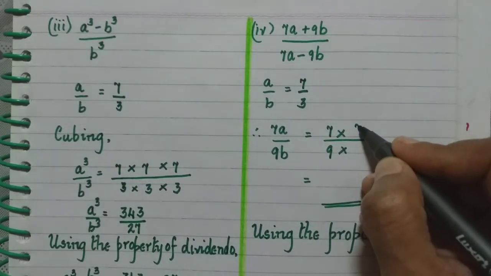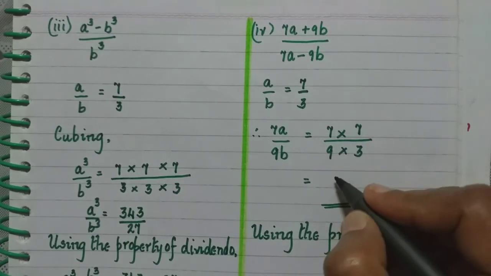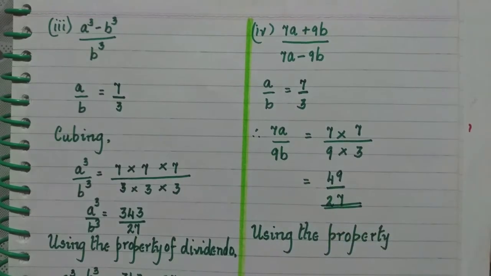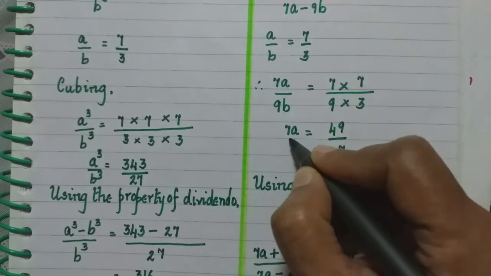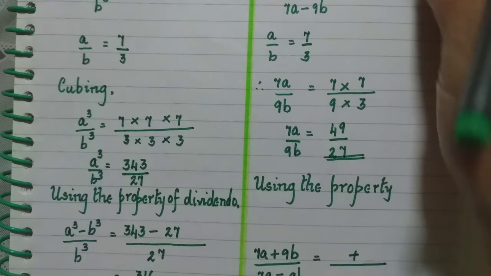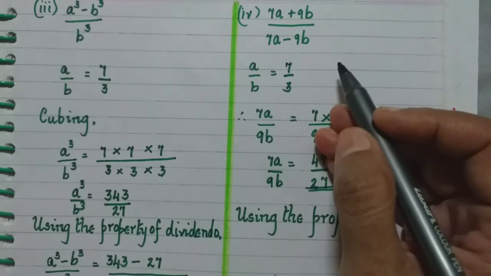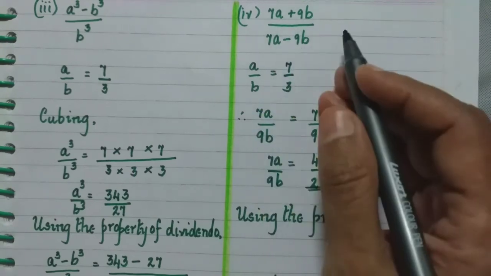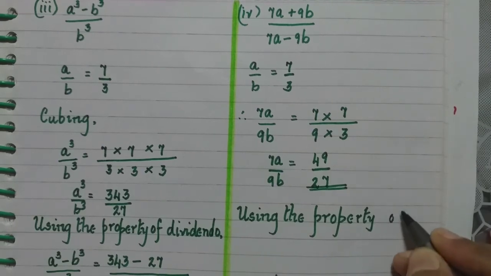What is a by b? 7 by 3. Now multiplying, 7 into 7 is 49. 9 into 3 is 27. So I now get 7a upon 9b is 49 upon 27. What do I have to find out? 7a plus 9b upon 7a minus 9b. Which property do I have to apply? This is in the form of a plus b upon a minus b, which is componendo dividendo.